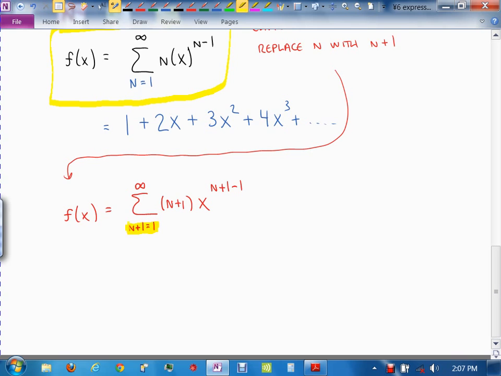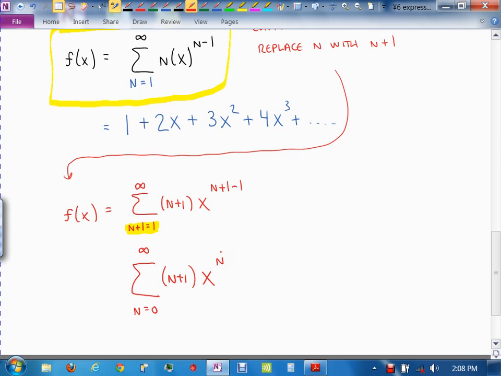Look at the lower limit of my index here. n plus 1 equals 1. Isn't that an equation? Solve for n. Subtract 1 on both sides. n is 0, right? Yes? So the sum n equals 0 to infinity of n plus 1 times x to the n.